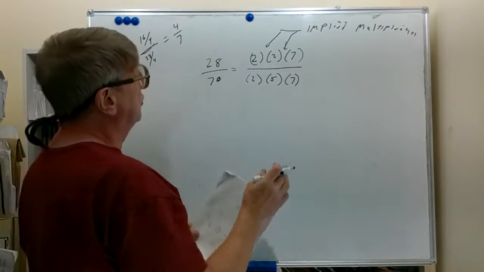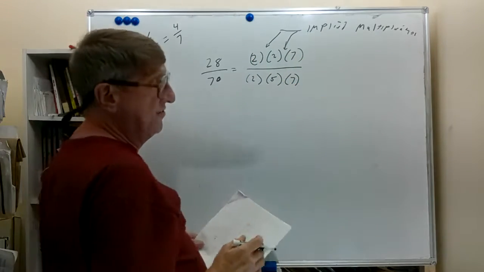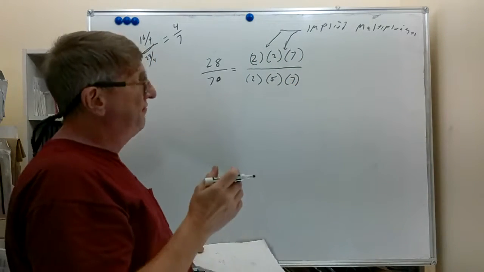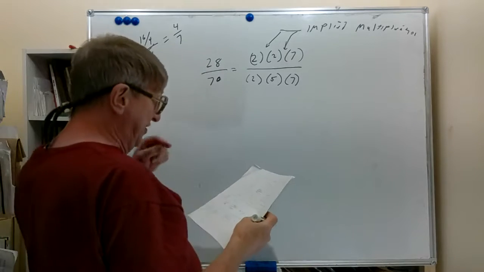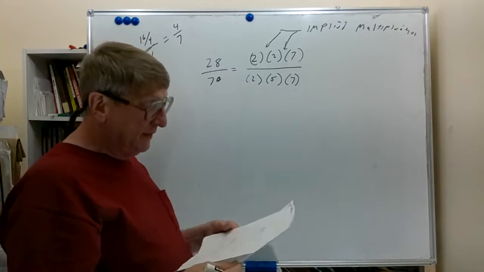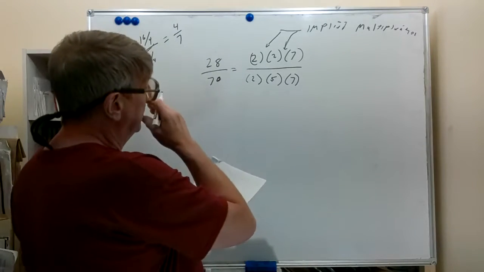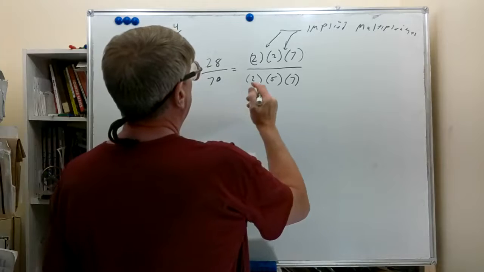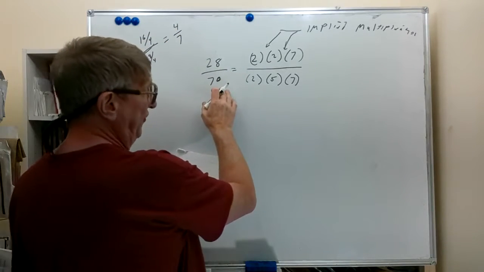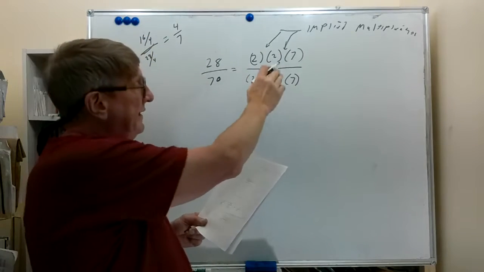And one thing you will notice about each of these factors, 2, 2, 7, and 5, we cannot find any numbers that will divide into them. They're the smallest possible factors. And we can reduce this 28 over 70 to smaller terms by factoring it completely, as we've done here.